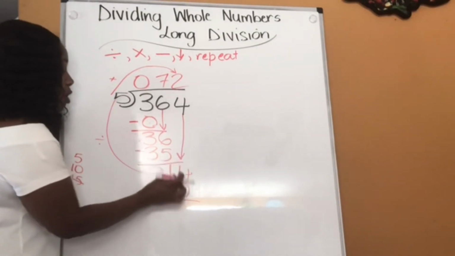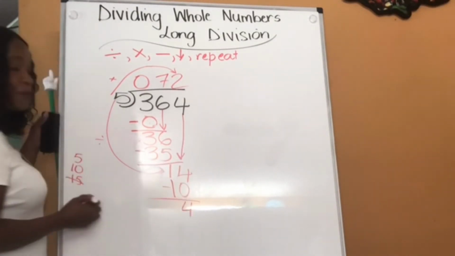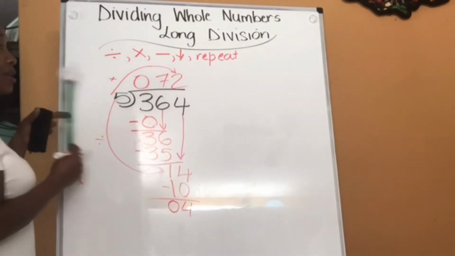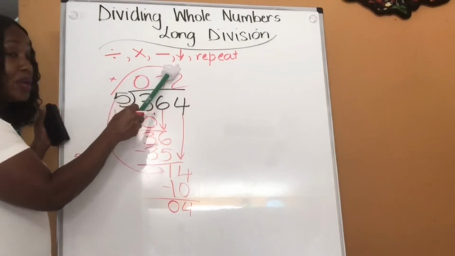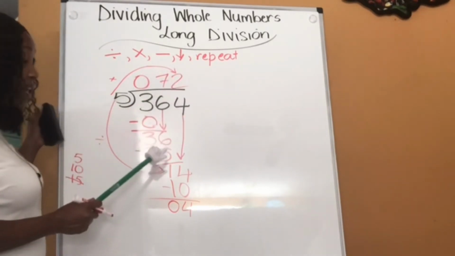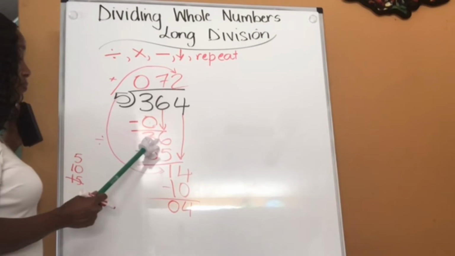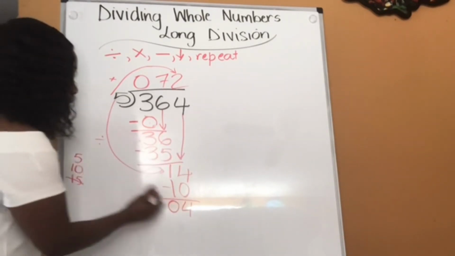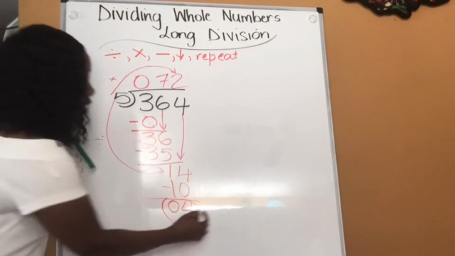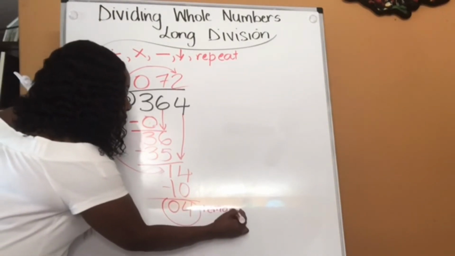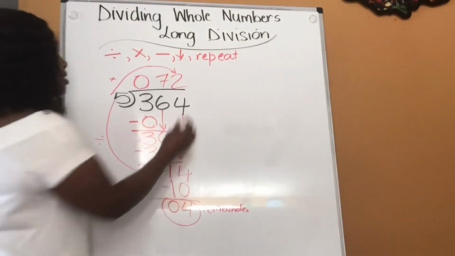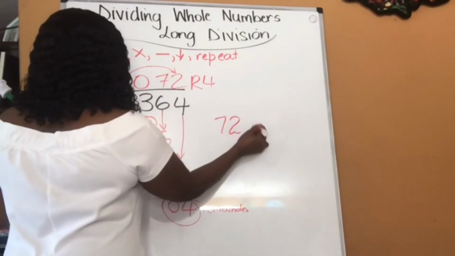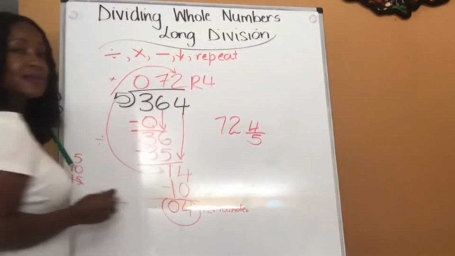So I have 4 and I'm giving away 0, I'm left with 4. I have 1, I give away 1, I'm left with 0. Now the next step is to bring down, but I don't have anything else to bring down. What does that tell you? It tells you that you are finished. So what is this for then? This 4 is your remainder. All right? So your answer would be 72 remainder 4 or 72 and 4/5.